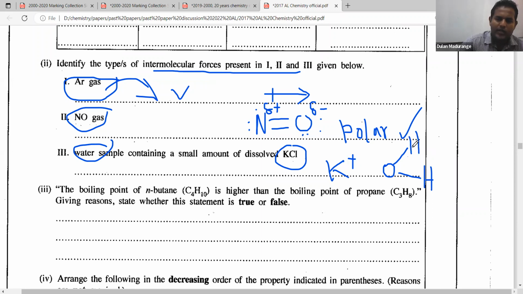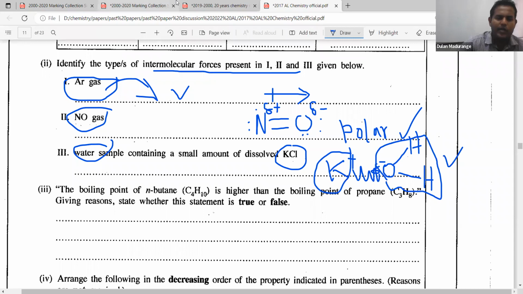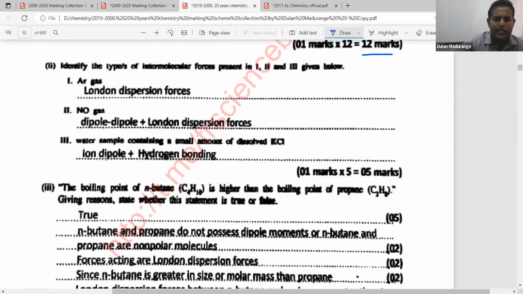So what is the type of interaction? In water, this is a dipole, I mean a permanent dipole, delta minus, and then K plus. So then what is the interaction? This is ion, and then this is dipole. So we say ion dipole interactions. Right? We say ion dipole interactions. Then we can take it from here, check your answers.